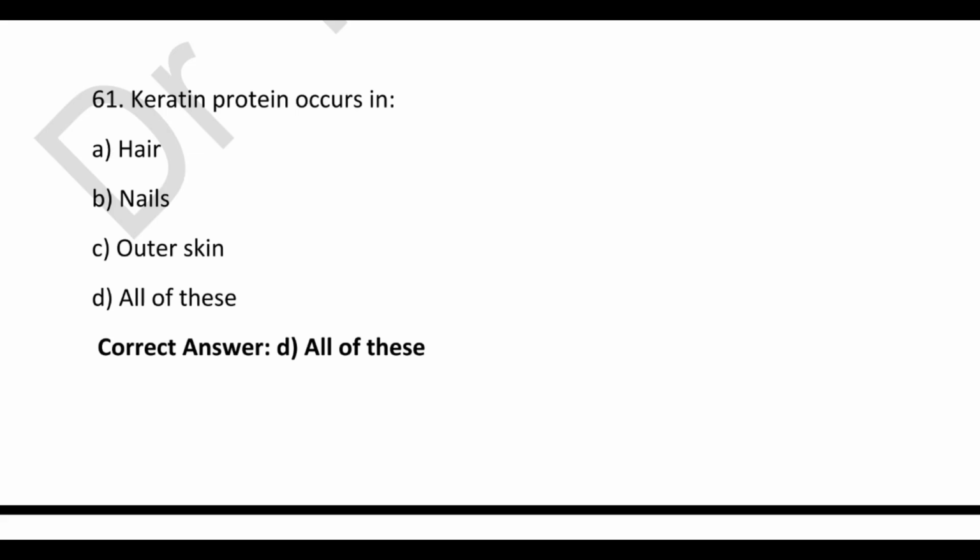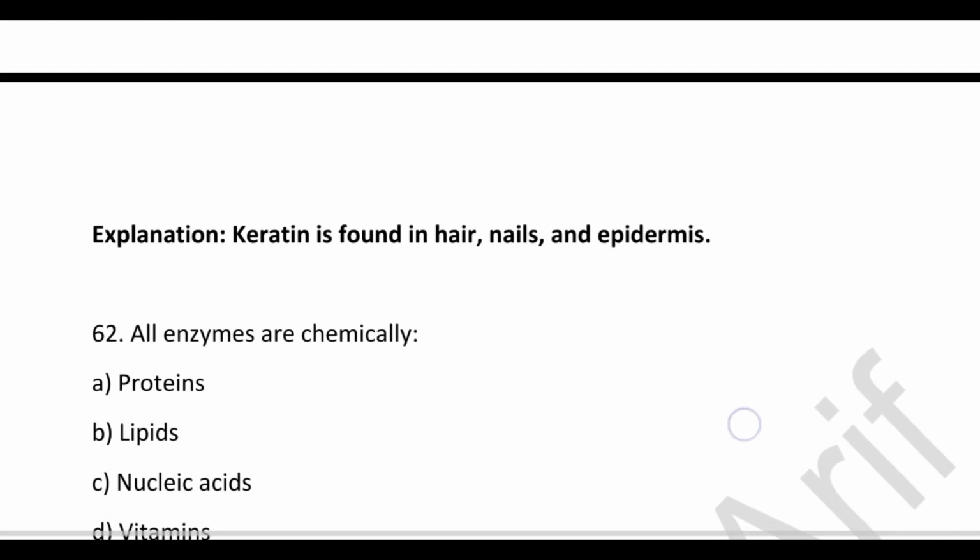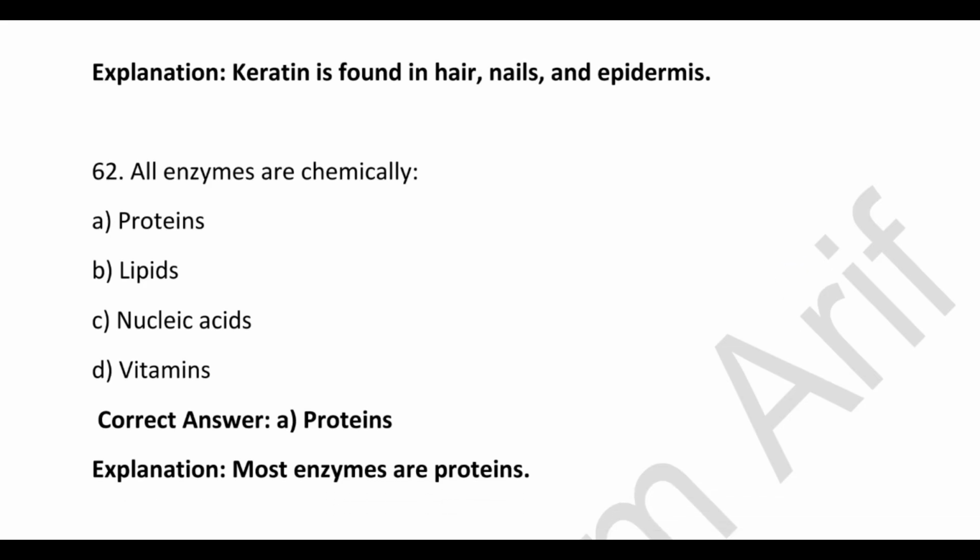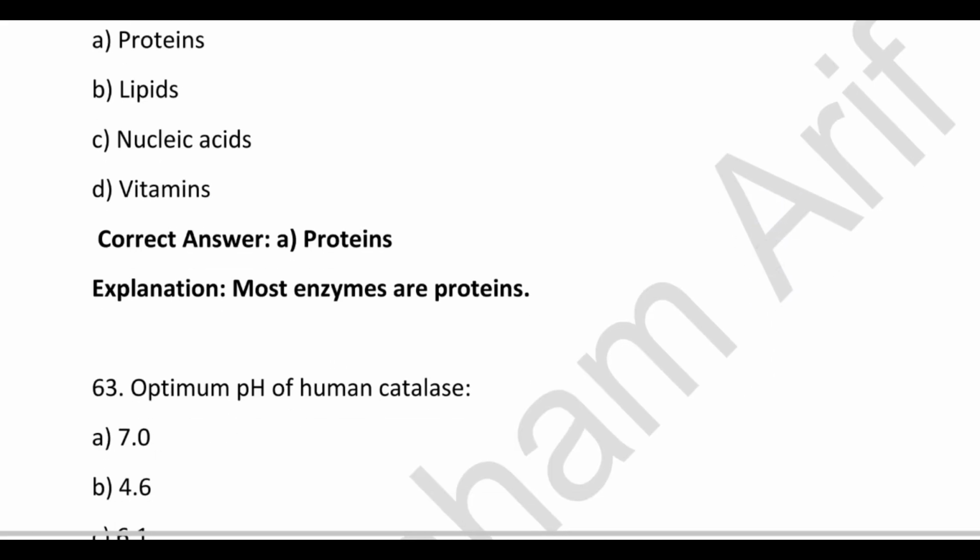Keratin protein occurs in. Correct answer is option D, that is all of these. Keratin protein occurs in our hair, nails and our outer skin as well. All enzymes are chemically. Correct answer is option A, that is proteins, because enzymes are proteinaceous in nature.